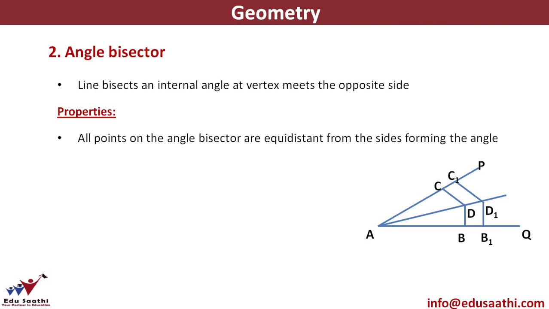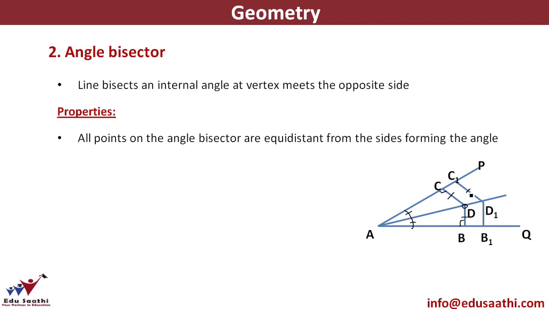Properties of angle bisector. All the points on the angle bisector are equidistant from the sides making that angle. So if I talk about here, this is angle A. AD is an angle bisector. That means this angle is divided into 2 equal parts. Any point on the angle bisector is equidistant from the 2 sides making that angle. So if I look at the perpendicular distances DC and DB, they'll turn out to be equal.